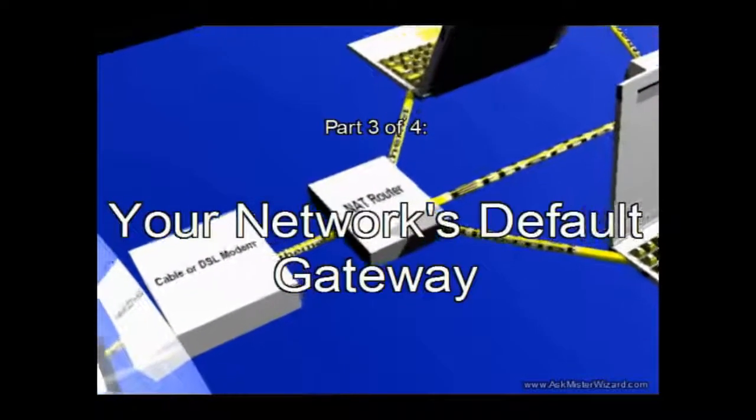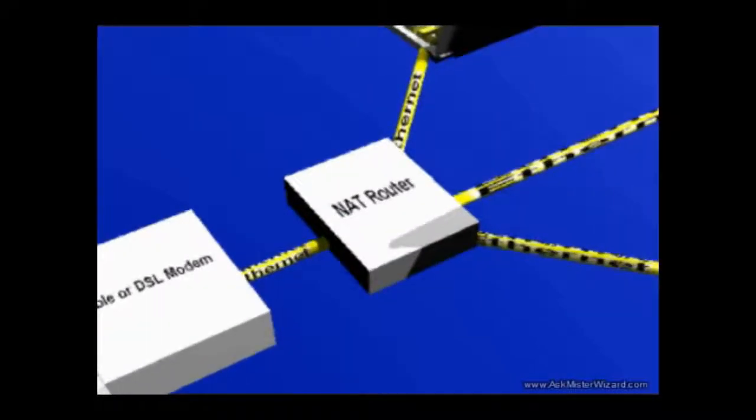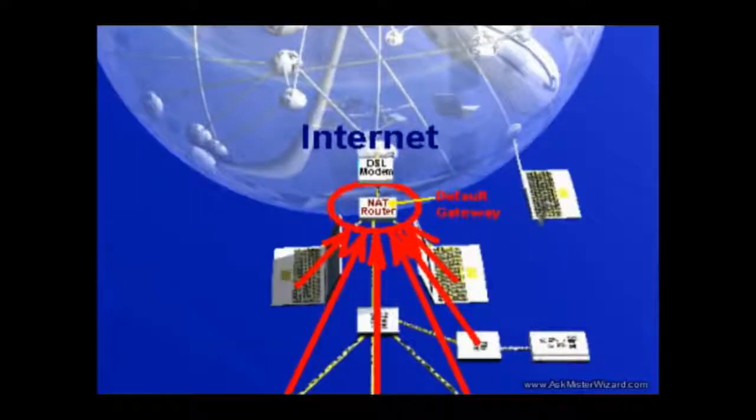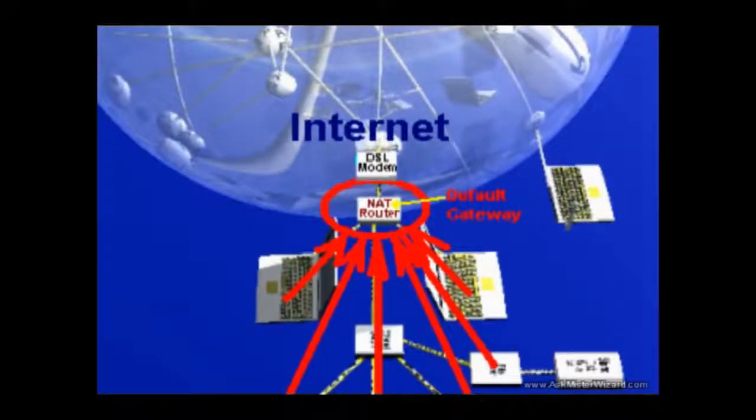Part 3 of 4, your network's default gateway. Most home or small office networks have just one pathway out to the worldwide Internet through a single Internet service provider. In that case, whenever any of your local computers wants to transmit a packet of information outside of your local subnet, it will need help from your router. Accordingly, your router serves as the default gateway to the Internet for your local network, and all of your local computers will need to know its local IP address.